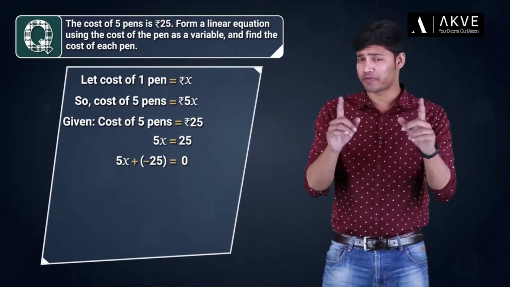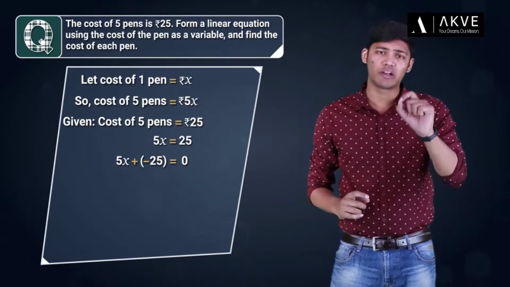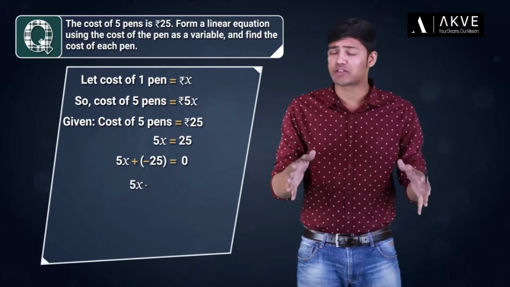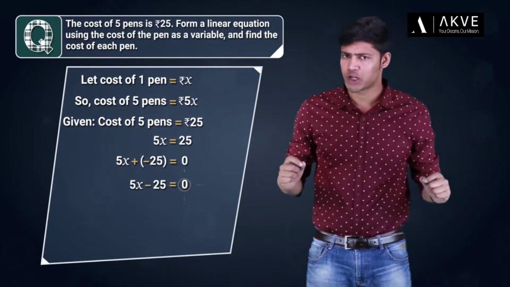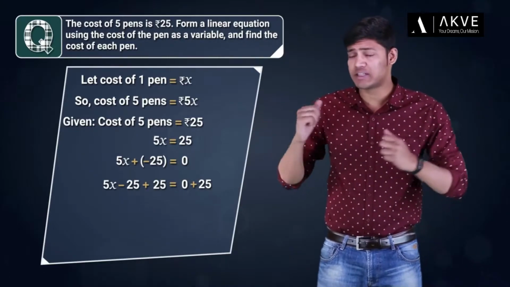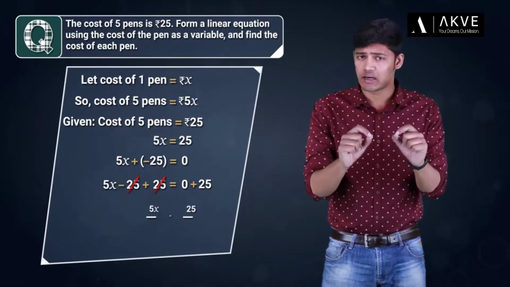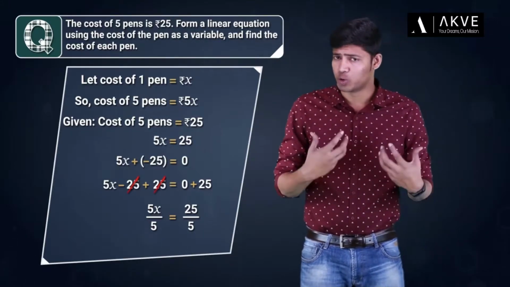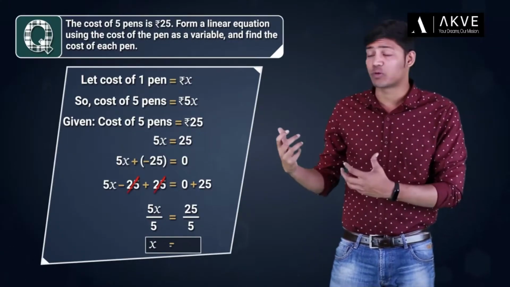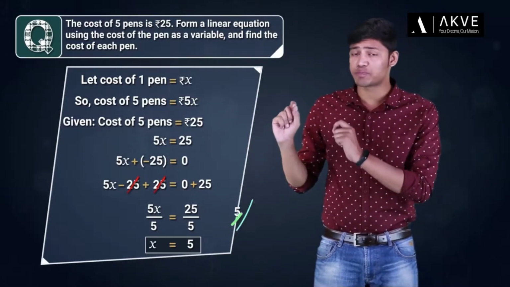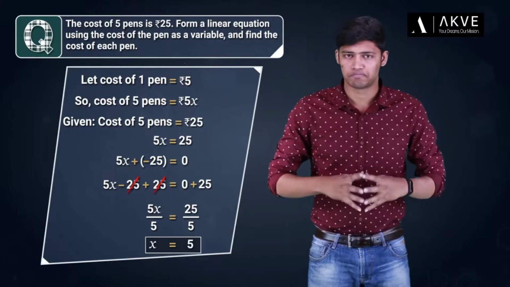Now, to find the cost of each pen, we have to find the value of x which satisfies this linear equation 5x minus 25 equals 0. So, first we will add 25 on both the sides of this equation, and then we will divide by 5 on both the sides of this equation. Doing so, we will get x equals 5. So we can conclude that the cost of each pen is 5 rupees.